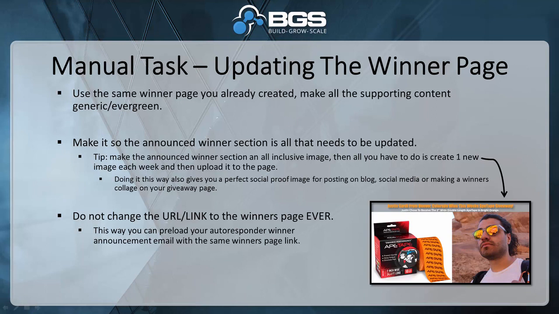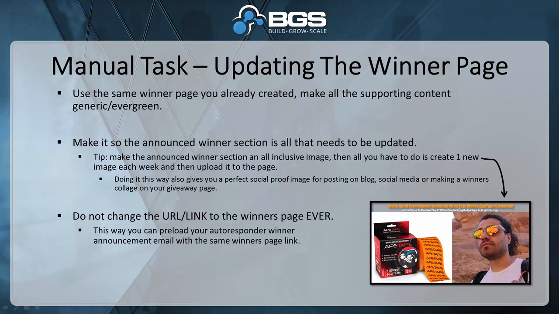Doing it this way also gives you a perfect social proof image for posting on your blog, your social media, or making a winner's collage on your giveaway page. This is something that's awesome to do. Once you have 3, 4, 5 winners, go back to your giveaway opt-in page, and below the giveaway information and below the opt-in, put a collage of all the different people who've won. That is amazing social proof for your giveaway, okay? And it will increase your opt-in rate significantly.